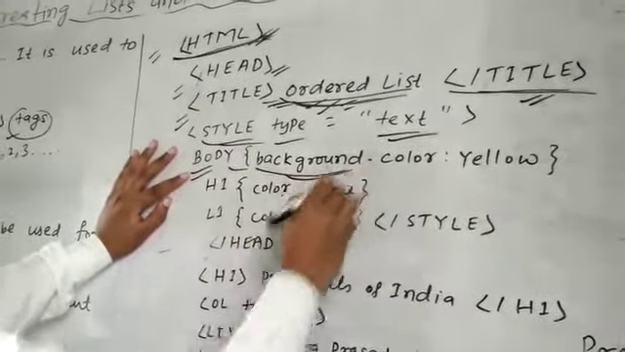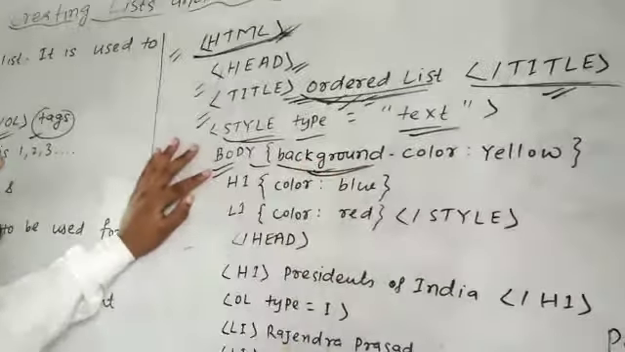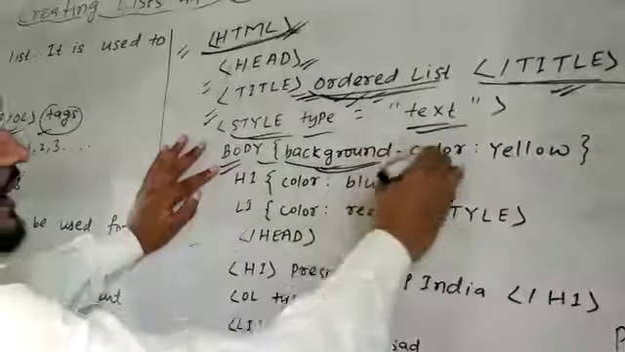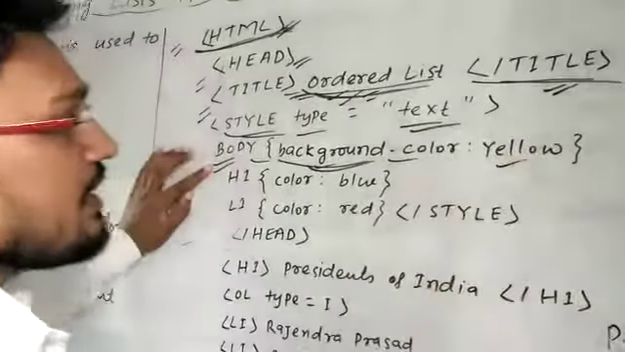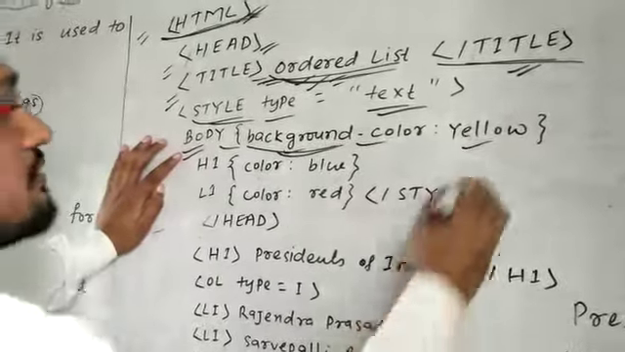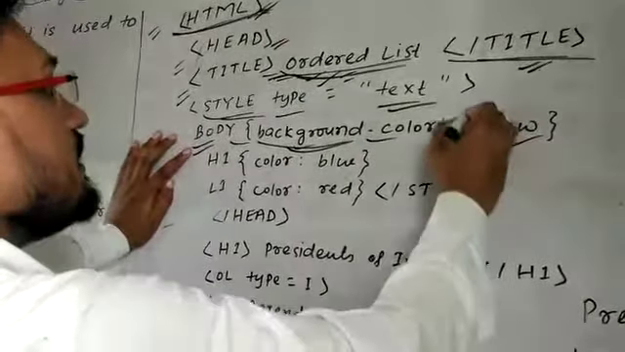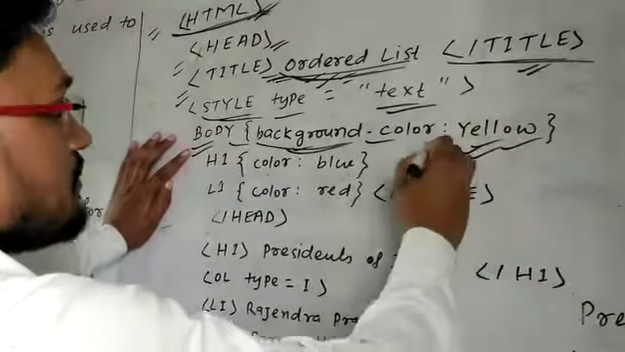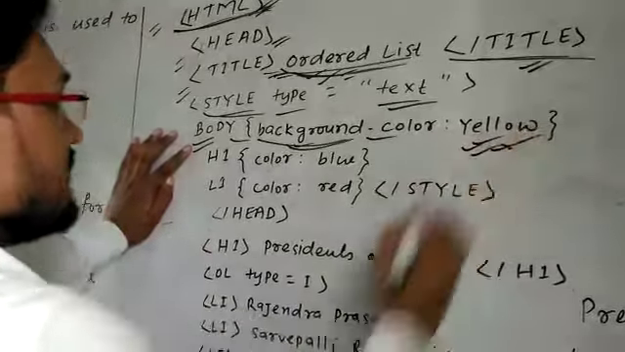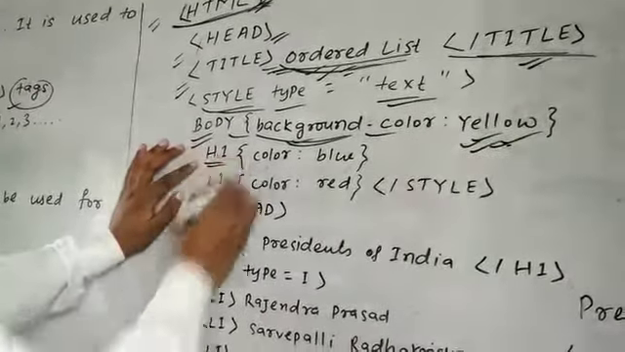And background. We need to set the background color. If we set the background color, our output will show the background color. We set the background color to yellow.